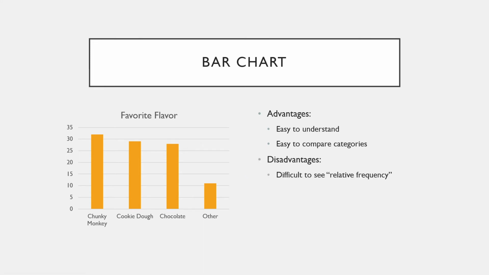The disadvantages are that it's very difficult to see the relative frequency. I can look at this and see Chunky Monkey was the most picked flavor here, but I can't really see what percentage of people said Chunky Monkey. It's hard for me to look at this and know what percentage of the whole chose that. So that's something that a pie chart can tell us that a bar chart really cannot.